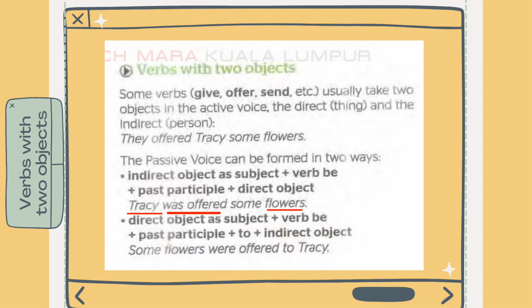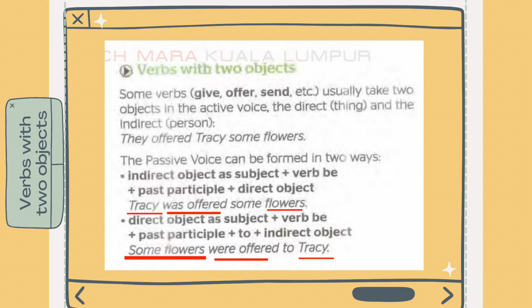Number 2. It can be formed with direct object as subject, which is the flowers as a subject, plus verb be, plus past participle, plus to, plus indirect object. The sentence will be: some flowers were offered to Tracy. The direct object is flowers and the indirect object is Tracy, which is the person.